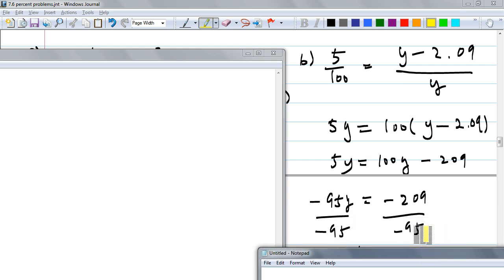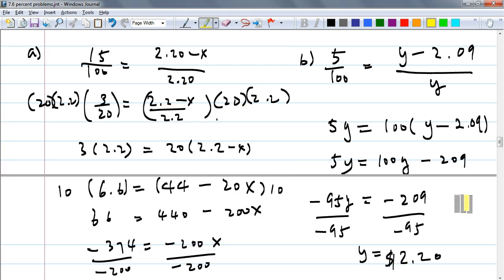Who has the answer? Yes. Wait, but at the beginning, could you simplify it to 1/20? Very good. In the beginning, if you simplify it to 1/20, it's a lot faster. Okay, well, not much, a little bit faster. What's the answer, Helene? $2.20. Good. You get $2.20.